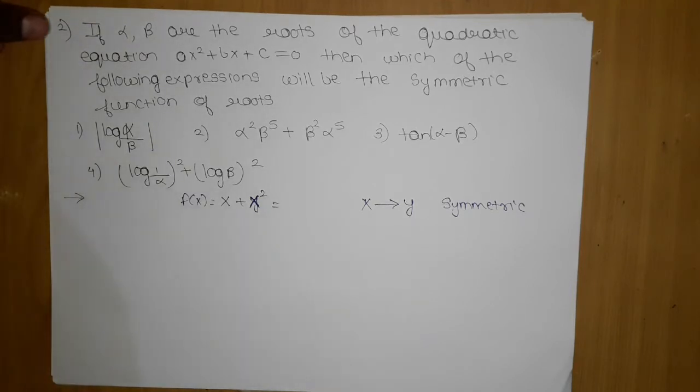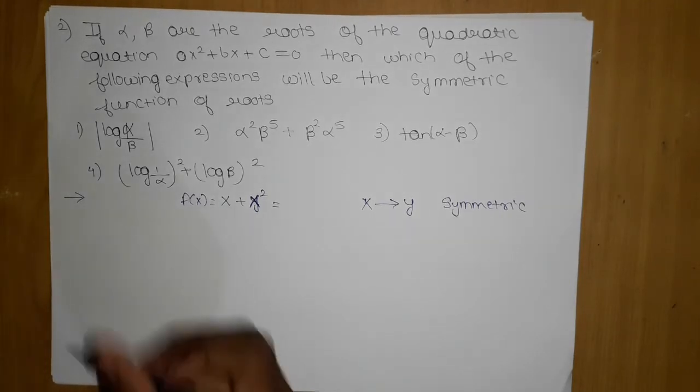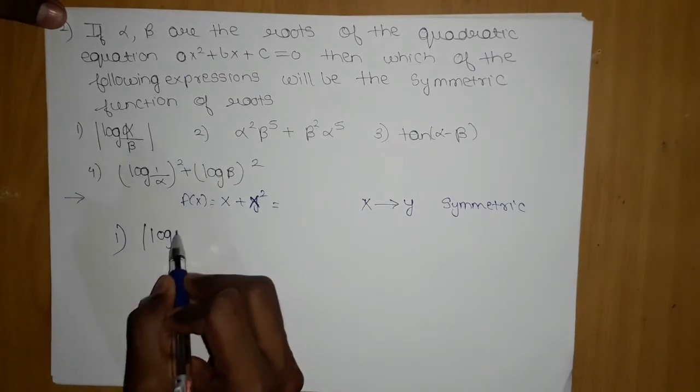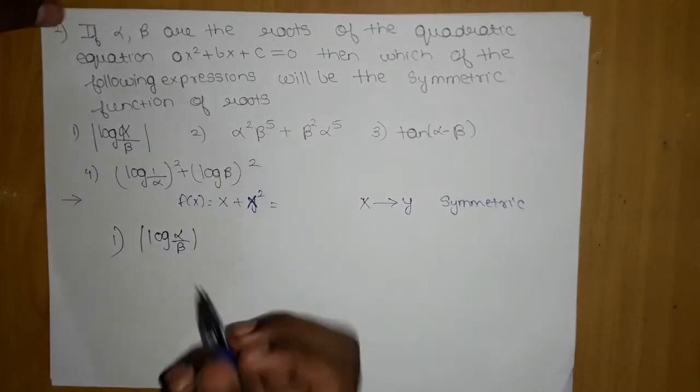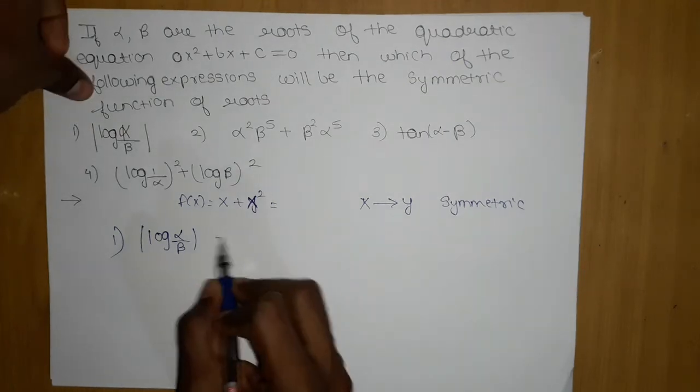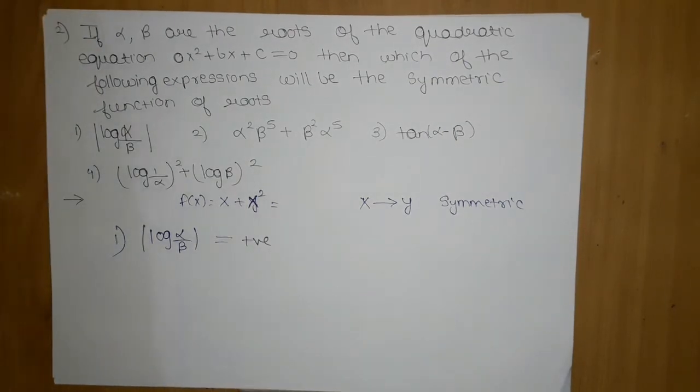So now let's see here. They have told alpha and beta are the roots. If I replace alpha by beta and beta by alpha, and I get the same function, it means that the function is symmetric. Now let's analyze the first option. In the first option, here I have mod. What does mod mean? Mod means if it is negative, it will be nullified and it will always be presented as positive only. So if I replace beta by alpha, I will also get minus log alpha by beta, but due to the modulus it will be turned into positive. So does it satisfy the symmetric condition?